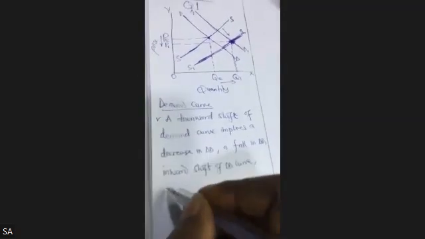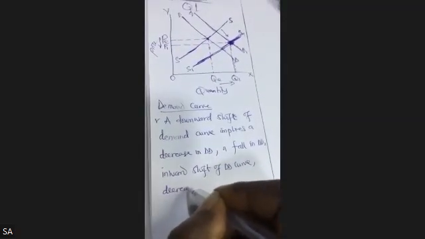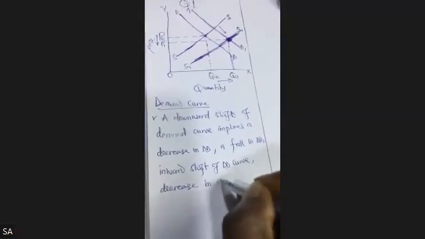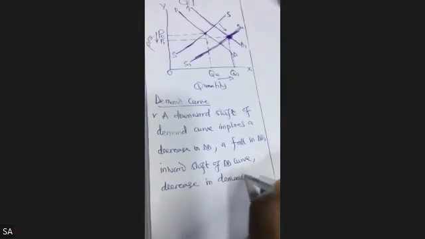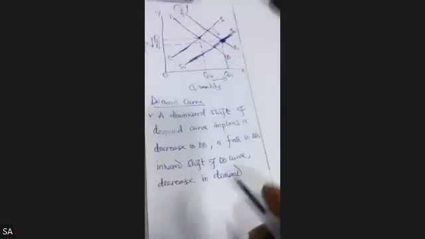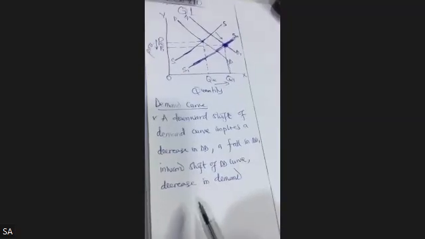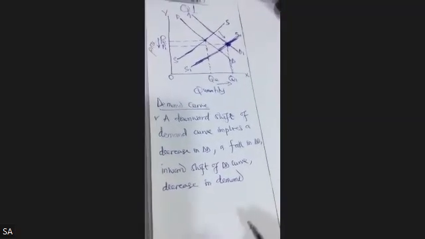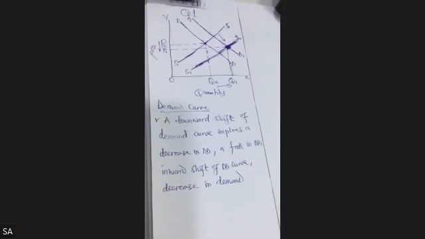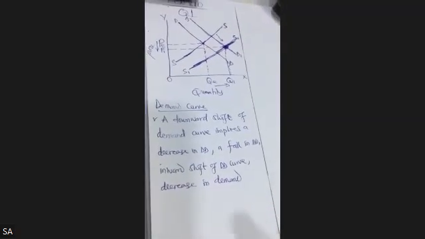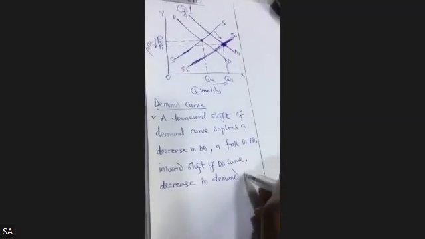It also means a decrease in demand. So take note of this, class. When you see a downward shift of demand, it means a decrease in demand, a fall in demand. It means an inward shift of demand, and it also means that the demand over time has actually fallen. So take note of this, class.